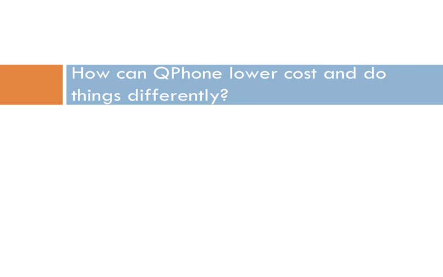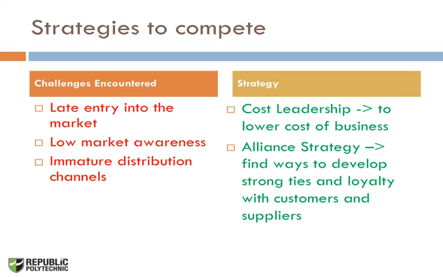Let's now look at what competitive strategies QPhone can use to lower cost and do things better or do things differently. Let's look at the strategies that we can recommend for QPhone to better compete. For being a late entry into the market, we can suggest a cost leadership strategy. That is, to lower the cost of their business and production such that it can either earn a higher margin or sell their road warriors at a lower price than the competitors.